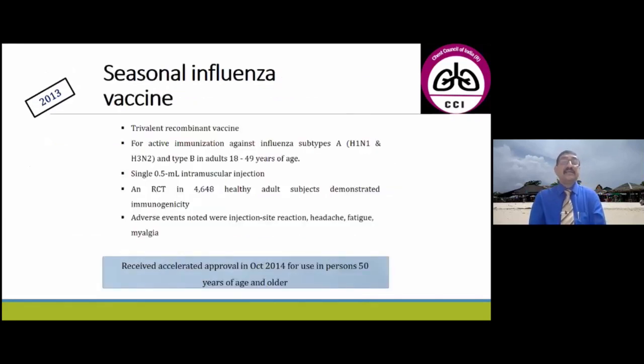What about the seasonal influenza vaccine? It is a trivalent recombinant vaccine for active immunization against influenza subtype A and B type in adults 18 to 49 years of age. Single 0.5 ml intramuscular injection. Adverse events noted are injection site reactions, headache, fatigue, and myalgia.